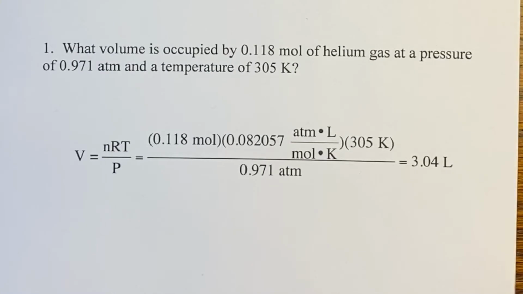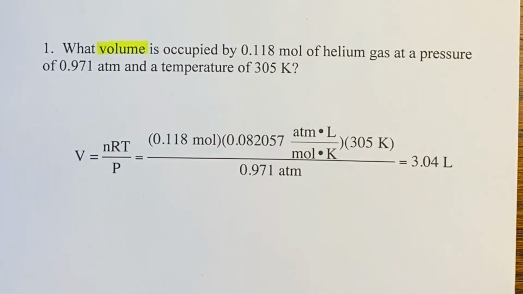In example number 1, it says what volume is occupied by 0.118 moles of helium gas at a pressure of 0.971 atmospheres and a temperature of 305 Kelvin. So with the ideal gas law, there's a lot of information in the problem. We have to understand how to use all of the information, so make sure you stay very organized as you read these problems. If it helps to use colored pens or highlighters to help you keep track of all of the information, do that.